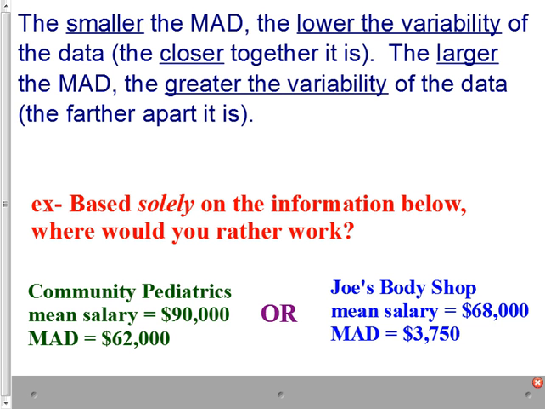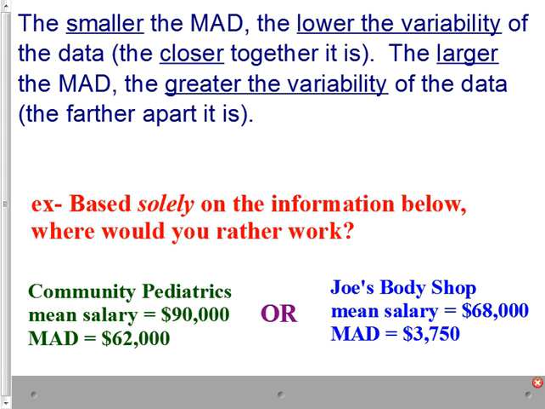Well, looking at this, it certainly at first glance looks like community pediatrics is going to be a good choice because you're looking at a mean salary of $90,000, while at Joe's Body Shop, the mean is only $68,000. However, when you look at the mean absolute deviation, you're going to see that at community pediatrics, there's a whole lot more variability of the data.